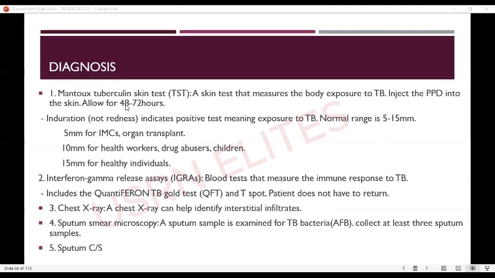Someone is saying it's the same as what happens when someone is given the BCG. Yes, because the BCG is like you have been exposed to the antigen, like an exposure. The same way, this skin Mantoux test is used to measure your body's exposure to the TB bacteria. So it's almost the same.